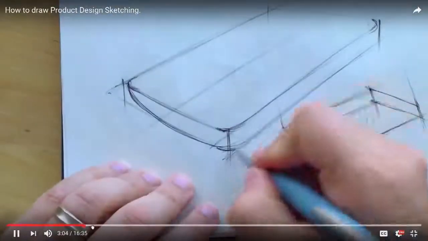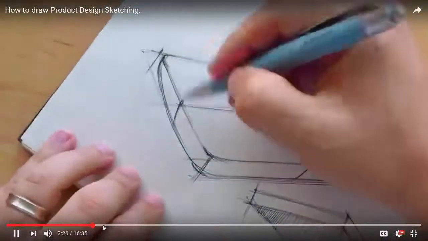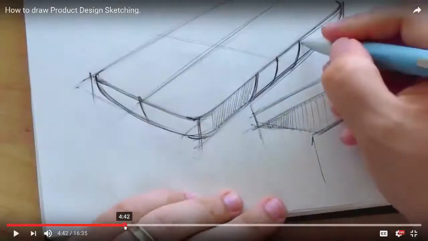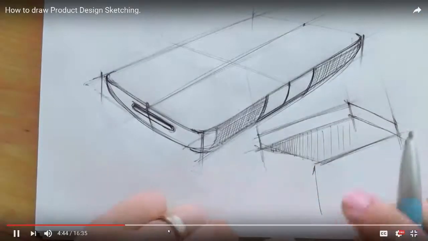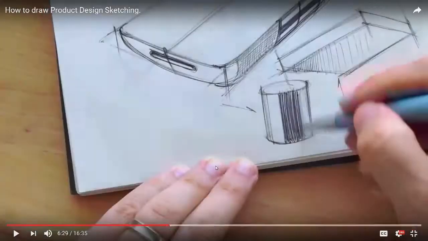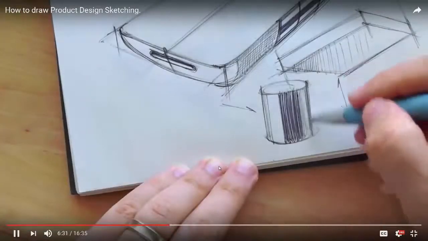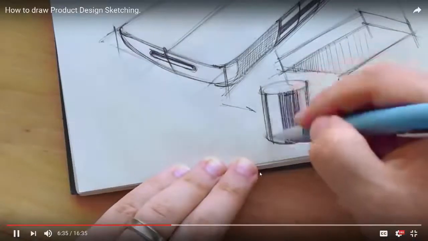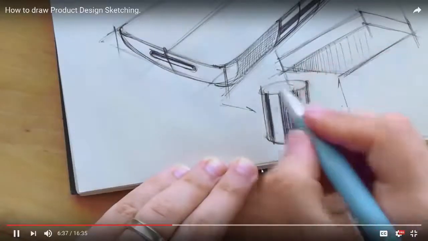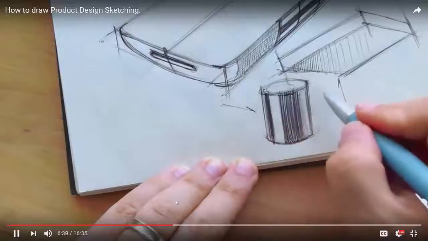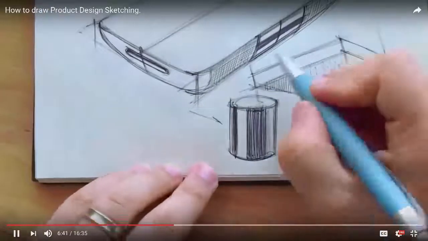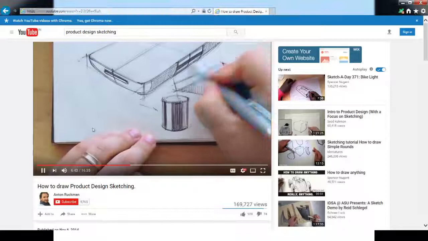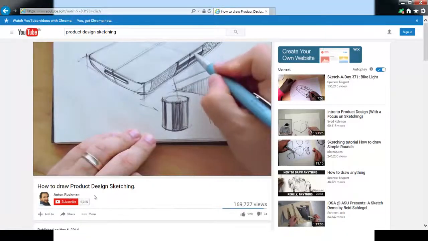So, and by rounding off all the corners and all that and adding the shading lines, you see all curves can be shown. So, I am not claiming a copyright or a patent on it. I suggest you must go and look for this Anton Ruckman's courses.